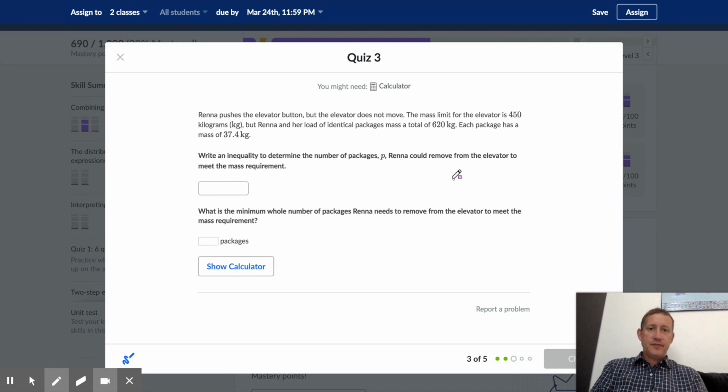So let's read through it. There's words, words, words. Renee pushes the elevator button, but the elevator does not move. The mass limit for the elevator is 450. So the limit is 450 kilograms. So let's just write that down.